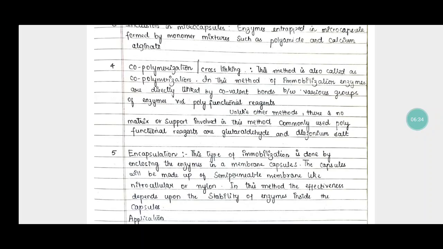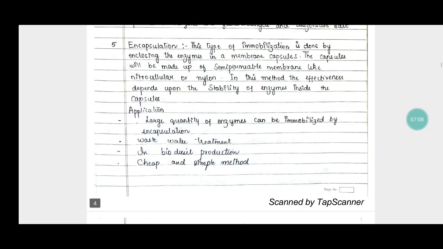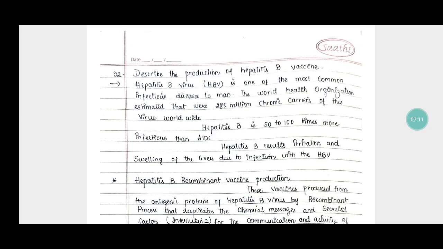So this is the immobilization which is done by enclosing the enzymes in a membrane capsule, where the capsule is made up of a semi-permeable membrane like nitrocellulose or nylon. In this method, the effectiveness depends upon the stability of the enzymes inside the capsule. The applications are that a large quantity of enzymes can be immobilized by encapsulation, in wastewater treatment and biodiesel production, and it is also a cheap and simple method.